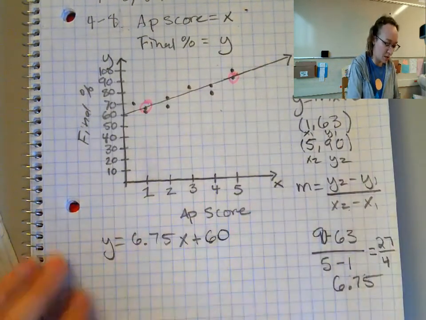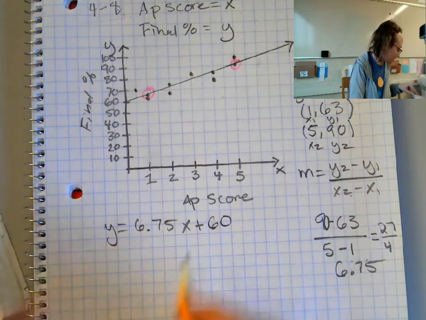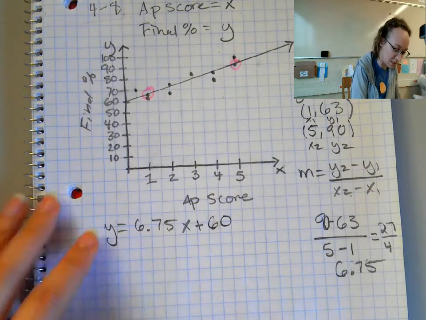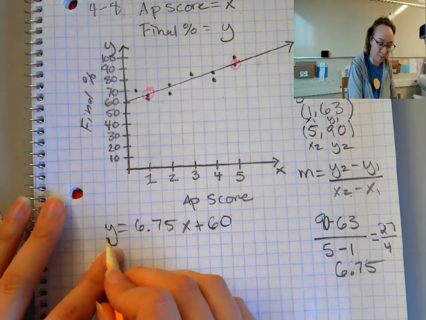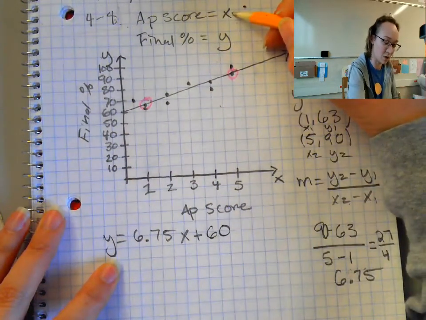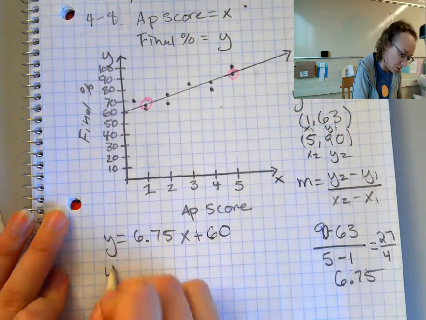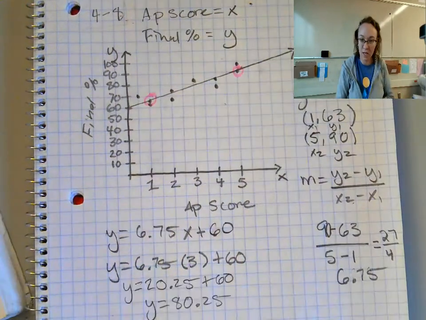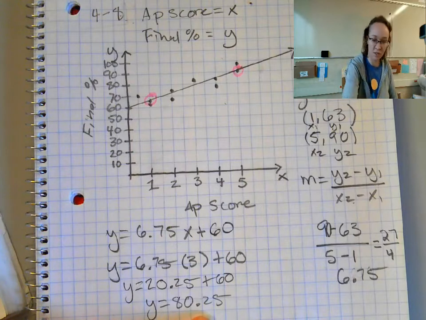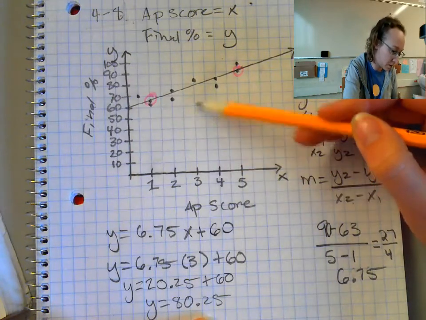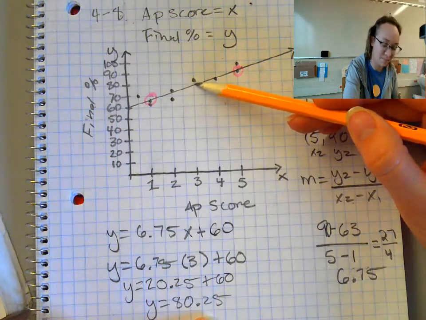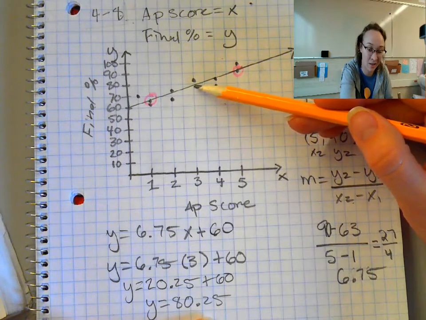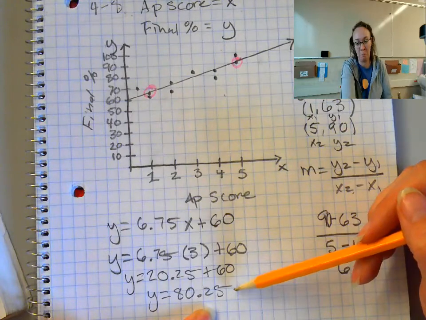Okay, the final thing they ask you to do is to predict the final exam score of another Smallville High School student who scored a 3 on their AP test. So I'm going to plug in 3 for x and see what I get for y. Because remember, x equals my AP score, y equals the final percent. So y equals 6.75 times 3 plus 60. And when I do that, I got y equals 80.25. If I look on my graph and I go up from 3, I'm just below 80. So my equation's not perfect, right? According to my line, it actually should have been more like 79. I got 80.25, close enough.